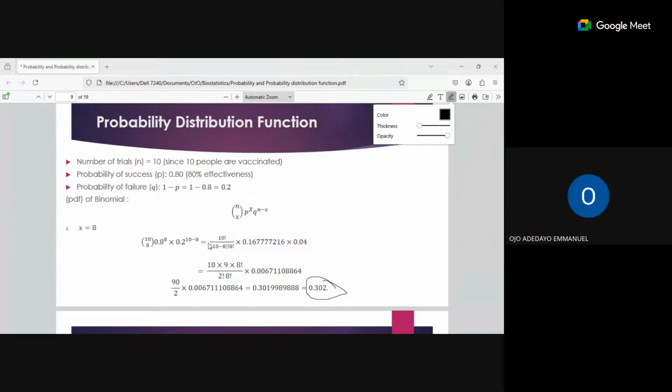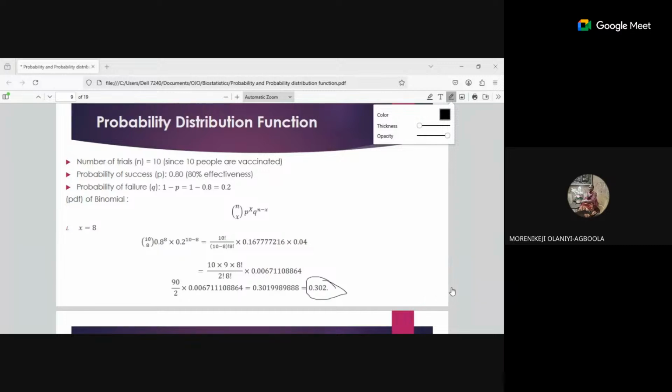Yes, ma'am. Please, sir, how did you get that multiplication? You said that we can use our calculator to do the multiplication of 0.8 raised to power 8. I don't know how to come about that. You can use your calculator to do that. Tomorrow maybe I will do a video on how to use calculators for combination, permutation and factorial, and I will put the video so that you can go and check it and use it.